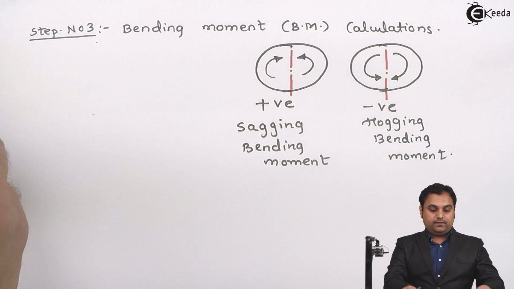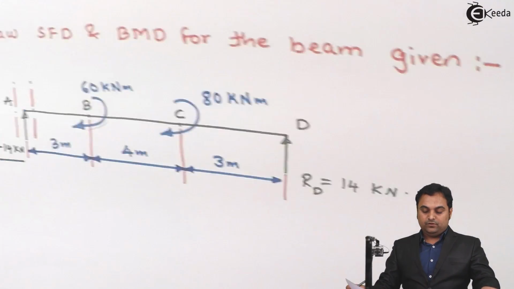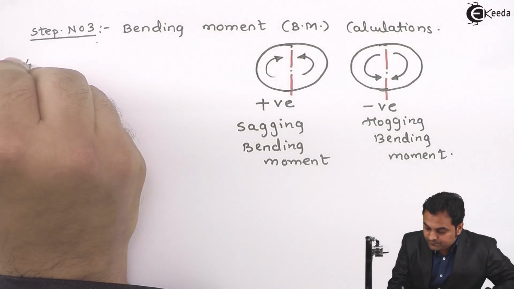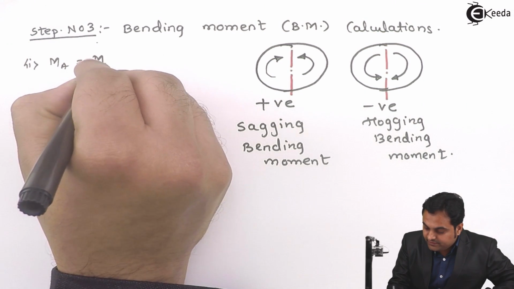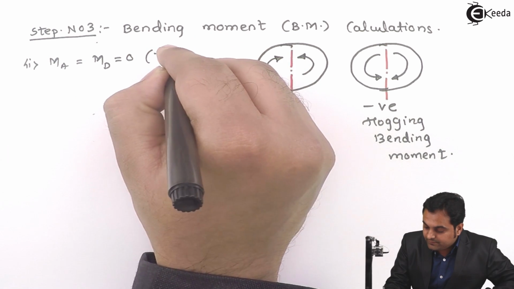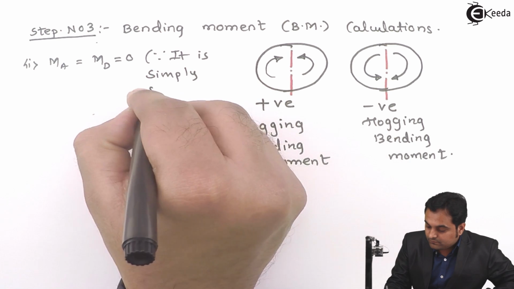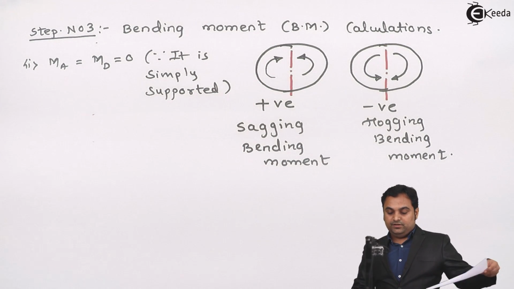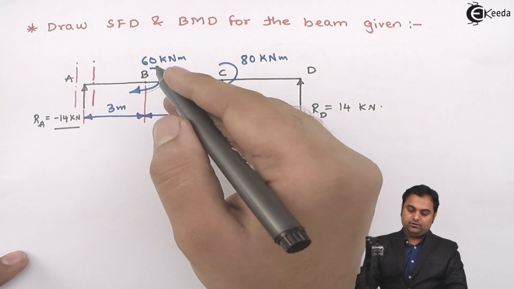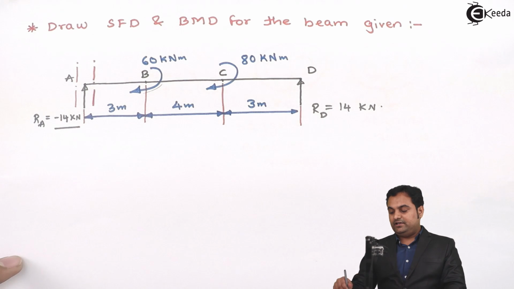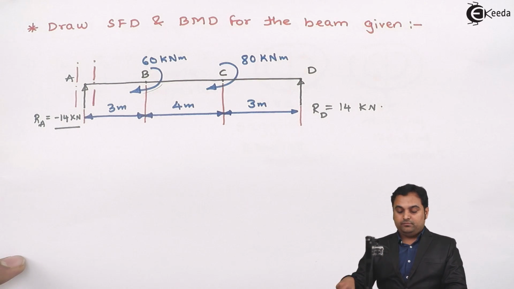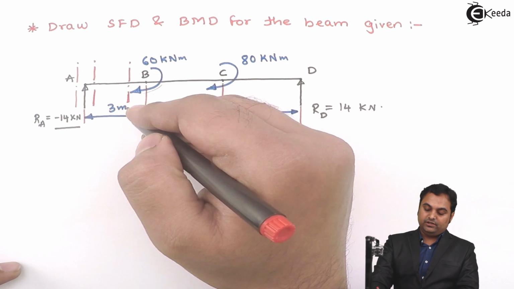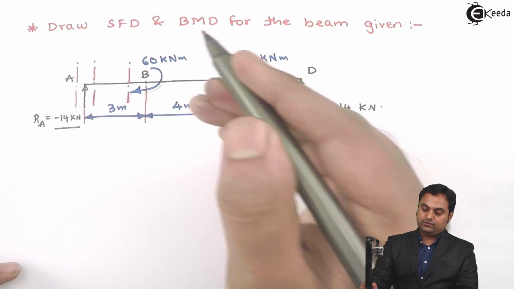Now here, as we see, it is a simply supported beam, so the bending moment at A and D will be 0 because they are simply supported. So first, moment at A is equal to moment at D, and that is equal to 0 since it is simply supported. Next, here we have point B at which a couple is acting. So whenever we have a point over which the couple is acting, at that point we will get two values of bending moment. First, by taking the section to the left of the point, and then to the right. So first, when I am taking the section to the left, there won't be this couple acting but only the force.